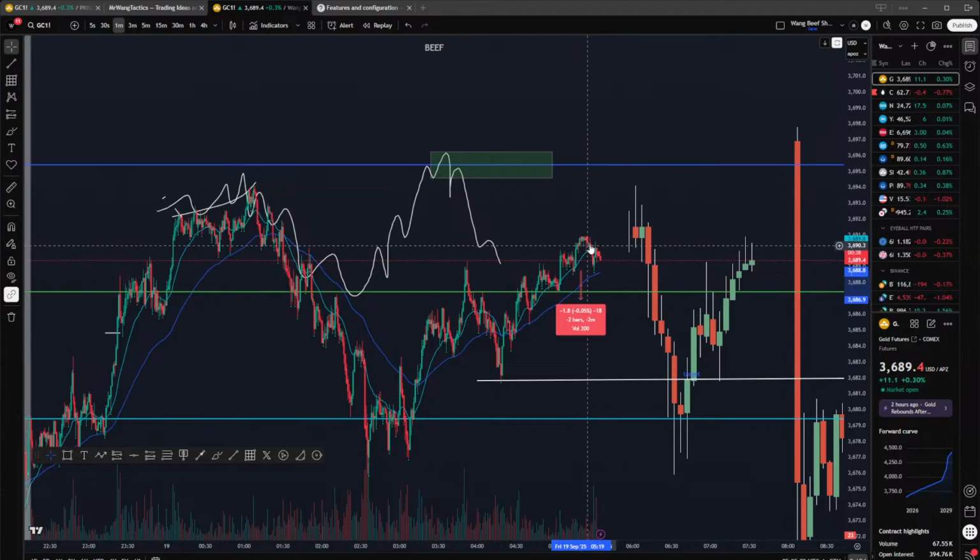Yeah, this is looking nice. Nice. Let's see if we can get below this EMA.